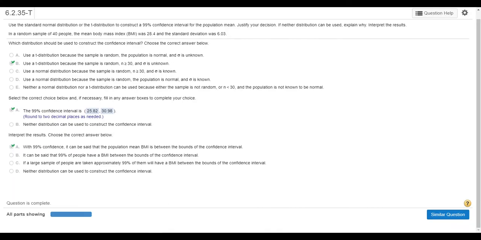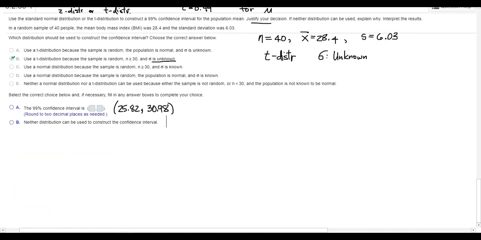Now finally we want to interpret the results. So with 99% confidence, it can be said the population mean BMI is between the bounds of the confidence interval. So that means that the lowest I would expect, I've got 99% confidence that 25.82 is the lowest for the population BMI, and the highest I would expect for the population BMI is 30.98. So I've got a 99% confidence that the real population mean is between this low end and this high end.